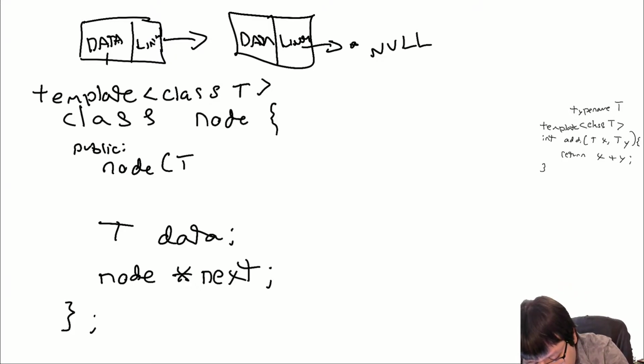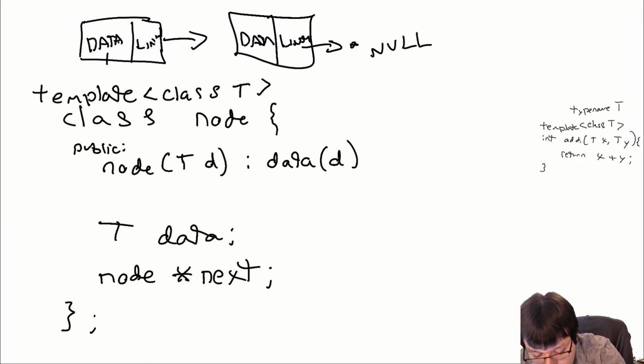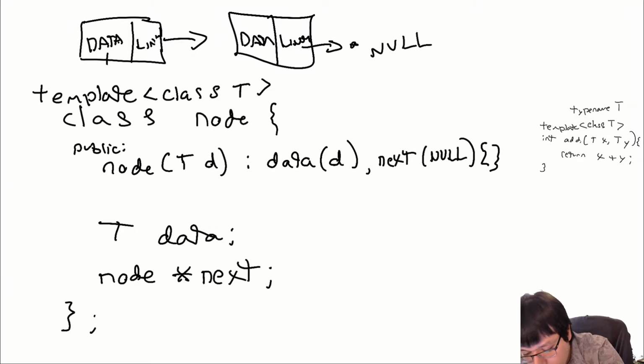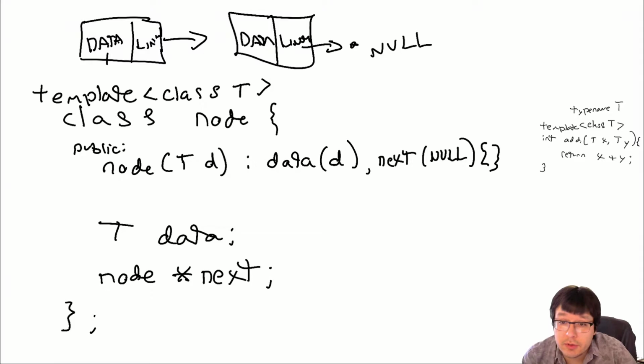So you've got to pass in a parameter which we'll call, you can actually call it data too, but that might confuse some people, so we'll just call it D. And then we'll just say that data gets initialized with D. And then also next gets null. Like that. And then the actual body of the constructor doesn't even need anything in it. So yeah, you can do that.